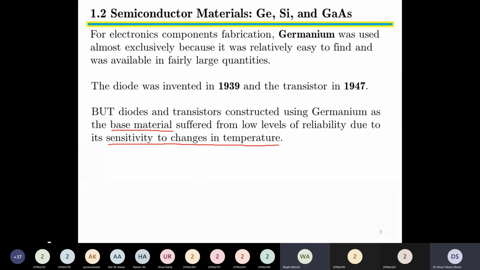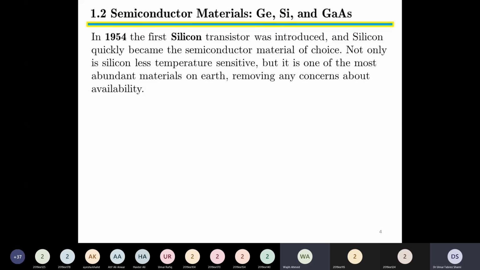Now, this was a problem with germanium, that the germanium crystal was too sensitive to temperature. This led to the invention of silicon electronics. Now we come to the fourth slide. In 1954, the first silicon transistor was introduced, and silicon quickly became the semiconductor material of choice.